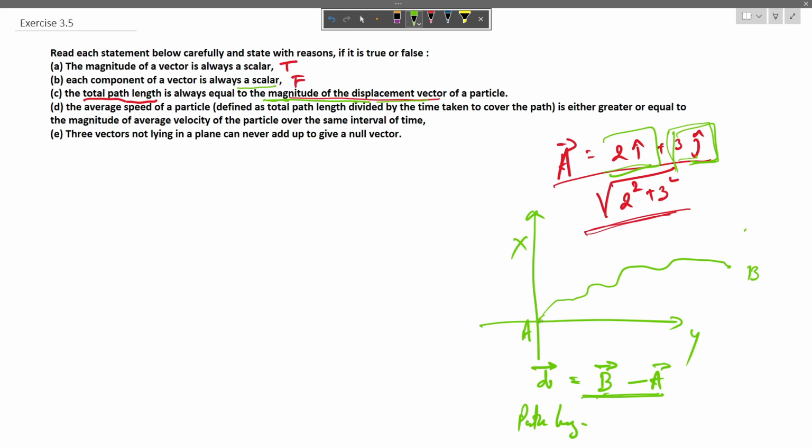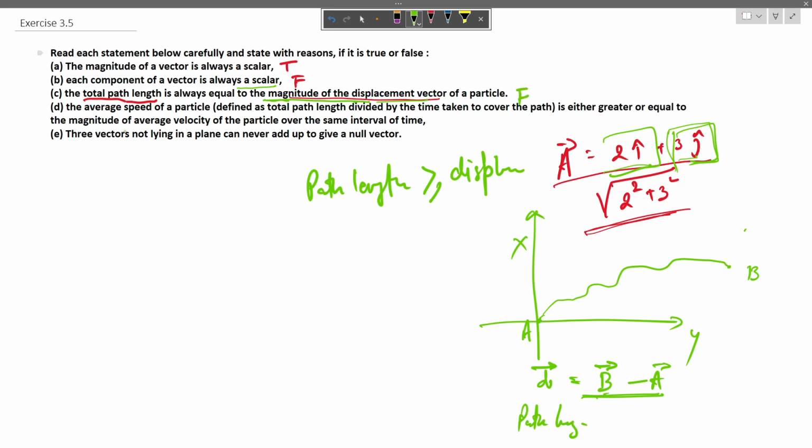From the definition we also know that displacement is the shortest distance between the initial and final points. So when the particle is not moving in a straight line from point A to B, it is always going to have a larger path length. So path length is always going to be greater than or equal to the displacement. The equality sign will only hold if the particle is traveling in a straight line and doesn't change direction. So this statement is false.